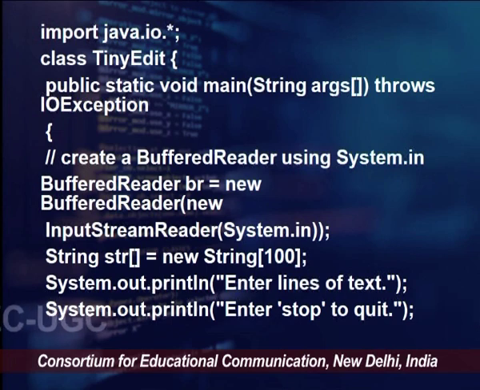Then we have given two simple messages to the user, to keep them informed to enter the lines of text, and that whenever they want to stop, they need to type stop. So basically now we do not have one specific str, instead we have an array of 100 such strings.